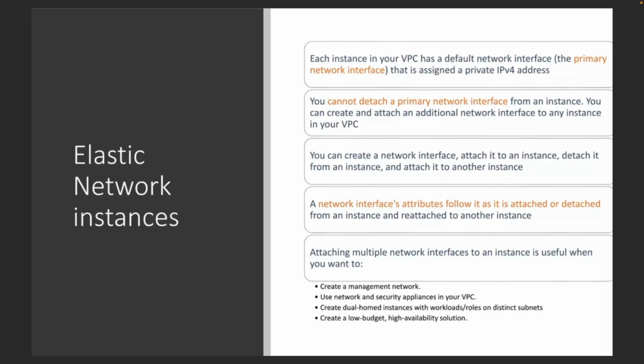You can create a network interface, attach it to an instance, detach it from an instance, and then attach it to another. When you move a network interface from one instance to another, the network interface's attributes follow it, including its IP addresses, security group associations, and its MAC address.